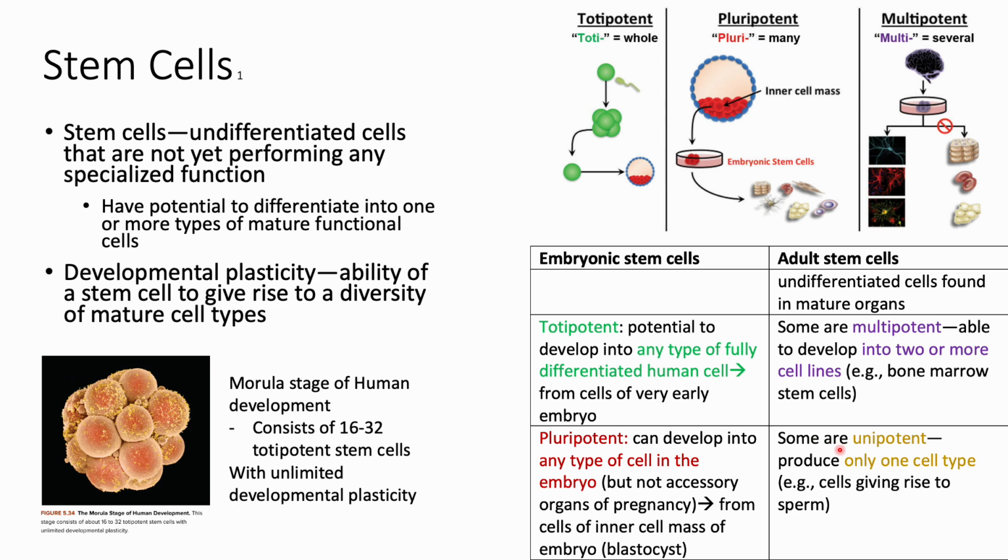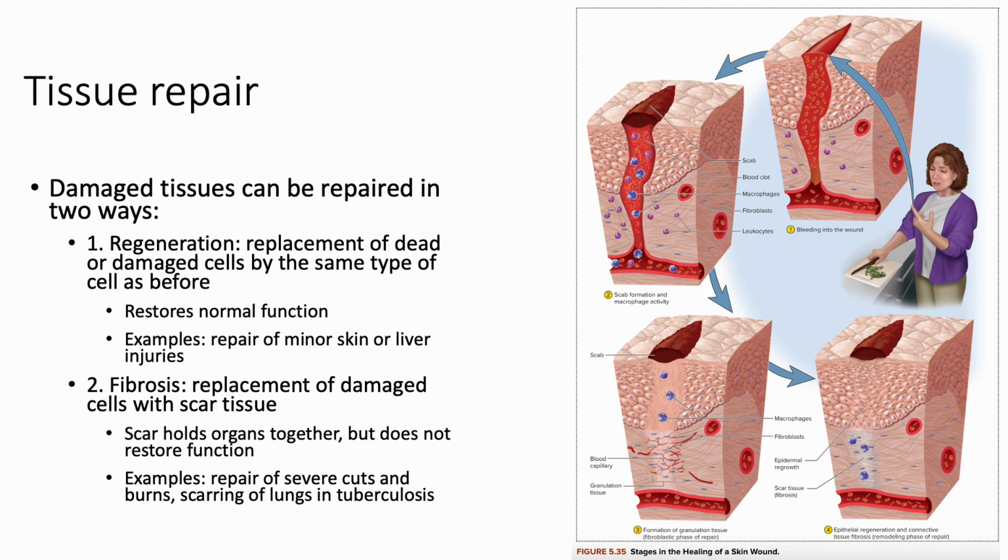Versus unipotent, they produce only one cell type. For example, stem cells giving rise to just sperm cells. They only give rise to sperm cells. For example, stem cells found in the stratum basale of your epidermis only give rise to skin cells, those same skin cells. All right.